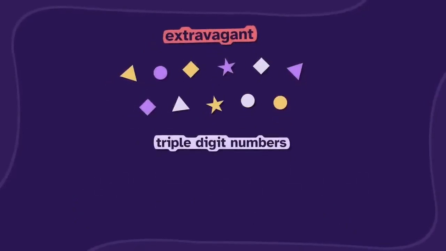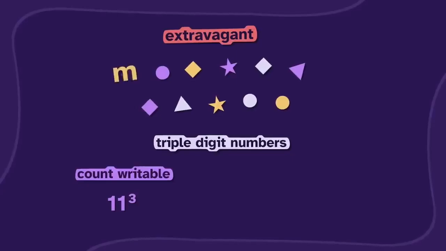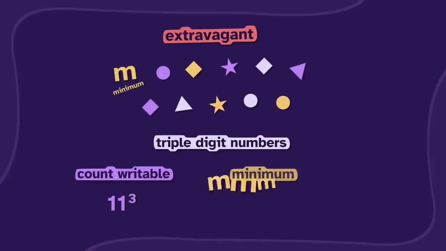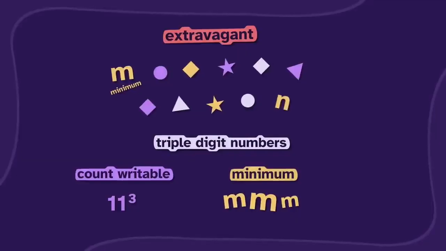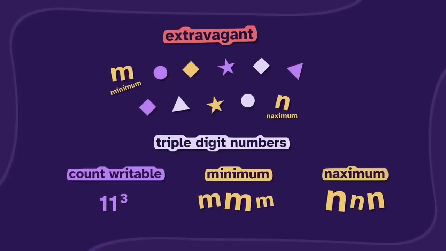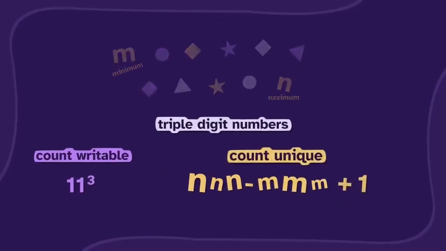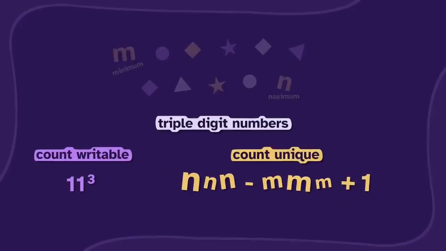Let's think about the triple-digit numbers. The count of writable numbers is 11 cubed. We have 11 options for each digit. If m is the minimum digit, then m and m is the minimum triple. And if n is the maximum digit, then n and n is the maximum triple. Every triple must be between them, so their difference is the count of unique values.